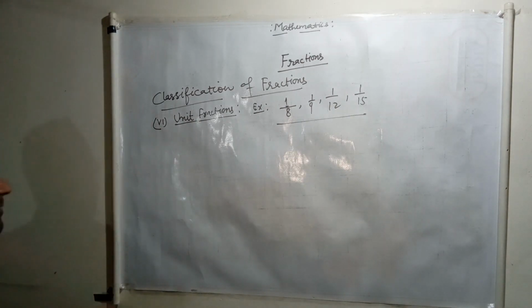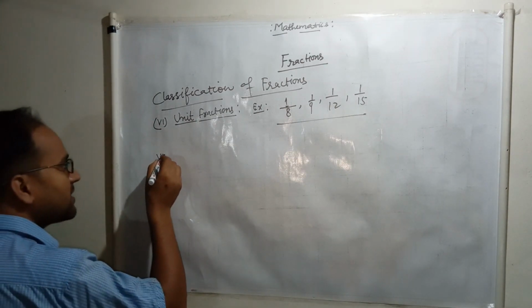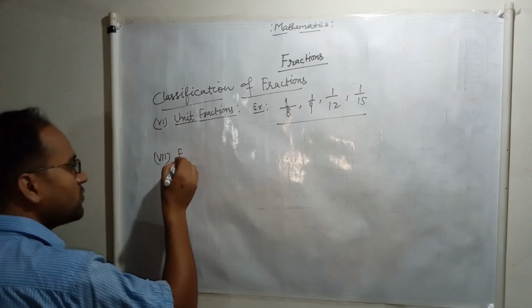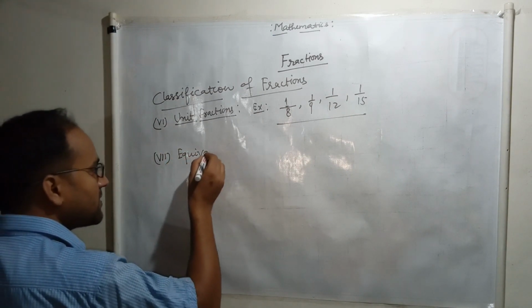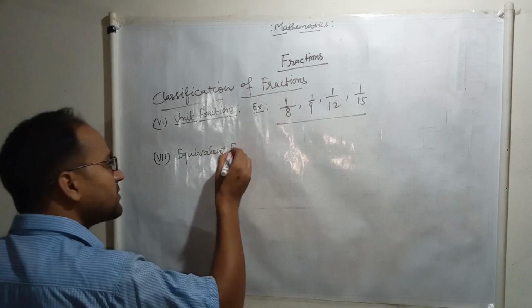One more type of fraction is there. That one is the seventh one, known as equivalent fractions.